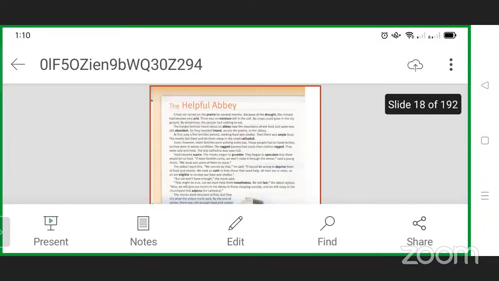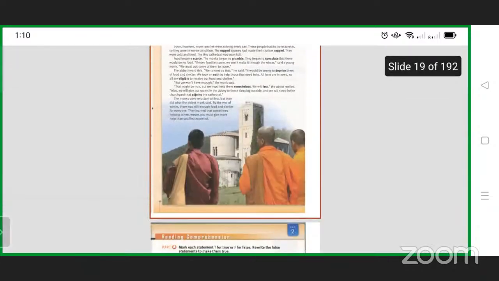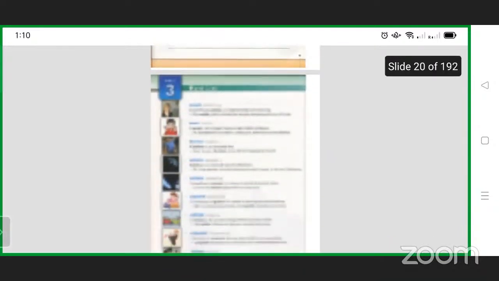So this story formation we will talk about later on, but firstly we will look at some words which can help you out in improving your English.